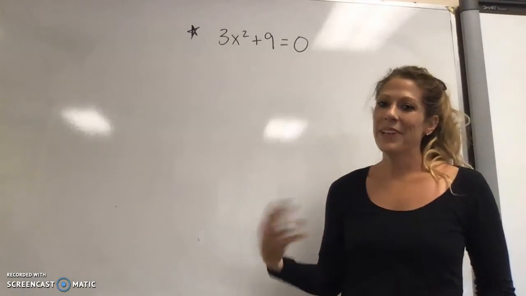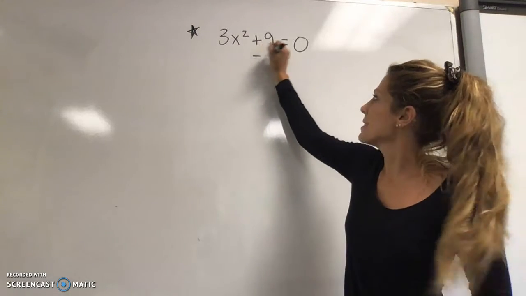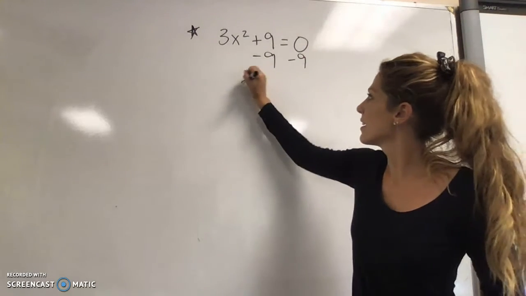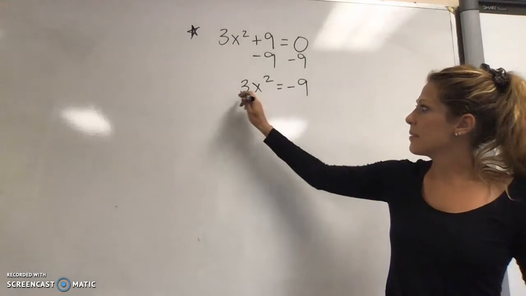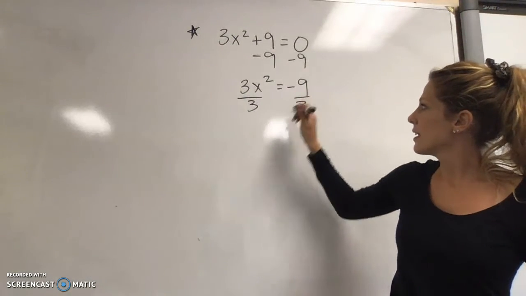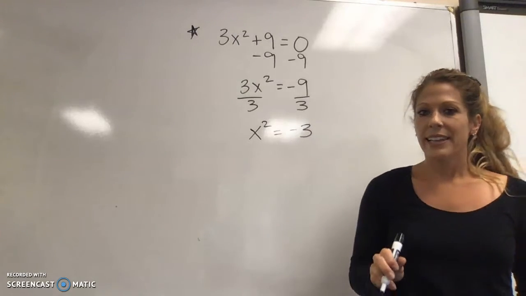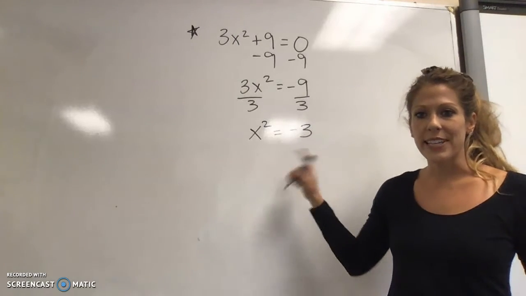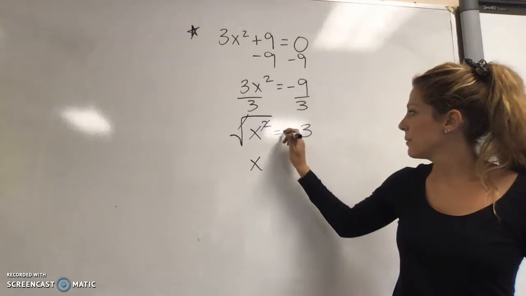All right, again, we want to solve using square roots because it's easy to isolate this x. We're going to subtract 9 first. So 3x squared equals -9. Then we're going to divide by 3. So x squared equals -3. Lastly, to get rid of the squared, we're going to take the square root of both sides because that cancels.